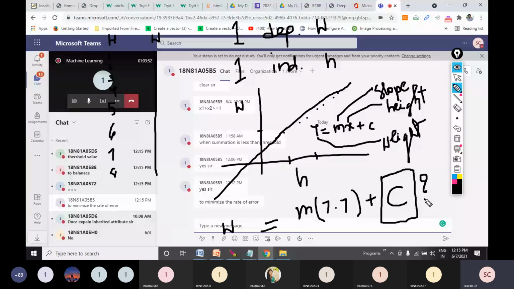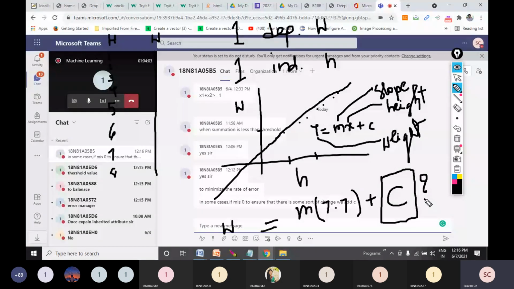Actually, frankly speaking, you all are correct. How many? Three people are responding? No, all you three people, to some extent, not to some extent, to a large extent, you people are correct, but the answer is not complete. It is not complete. In some cases, if m is 0, to ensure that there is some sort of change, we add c. B5, you are almost there.